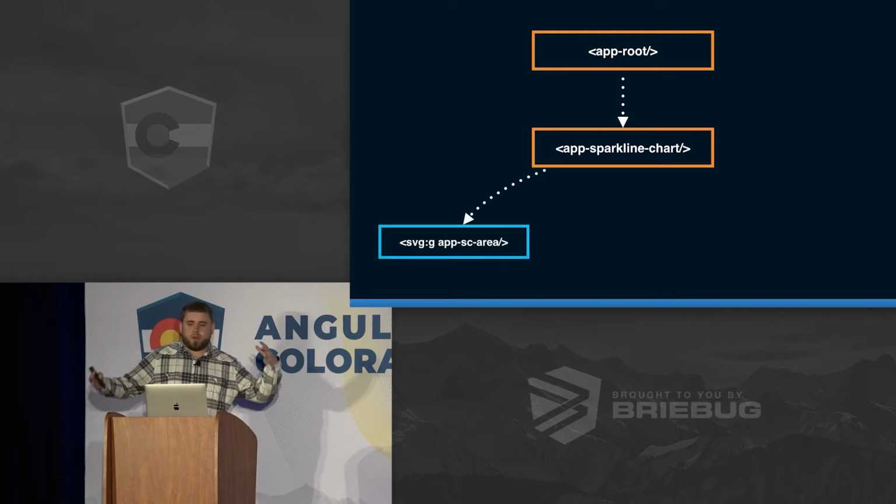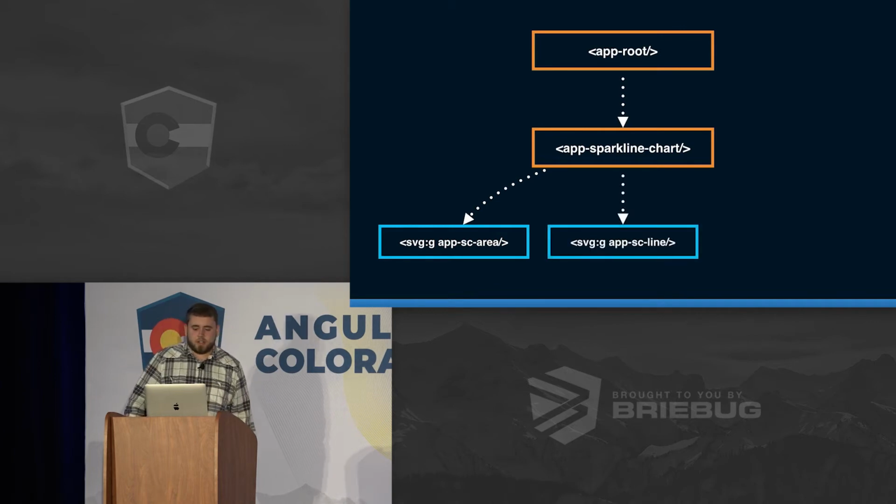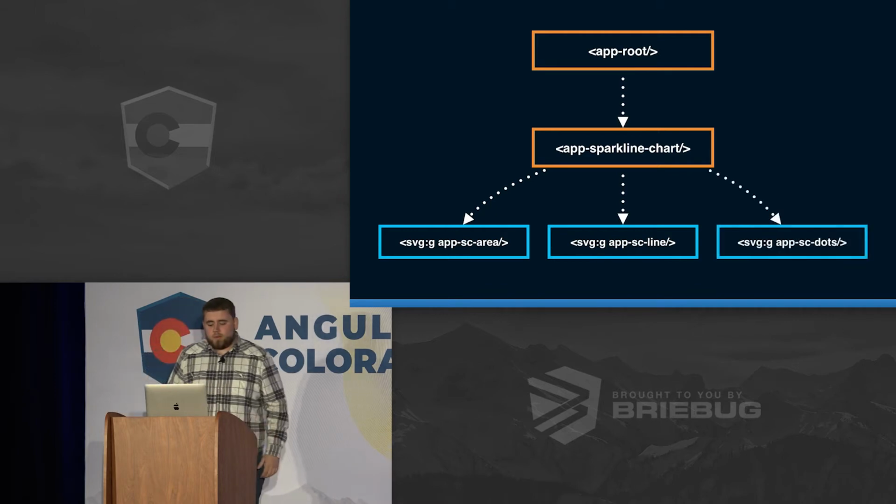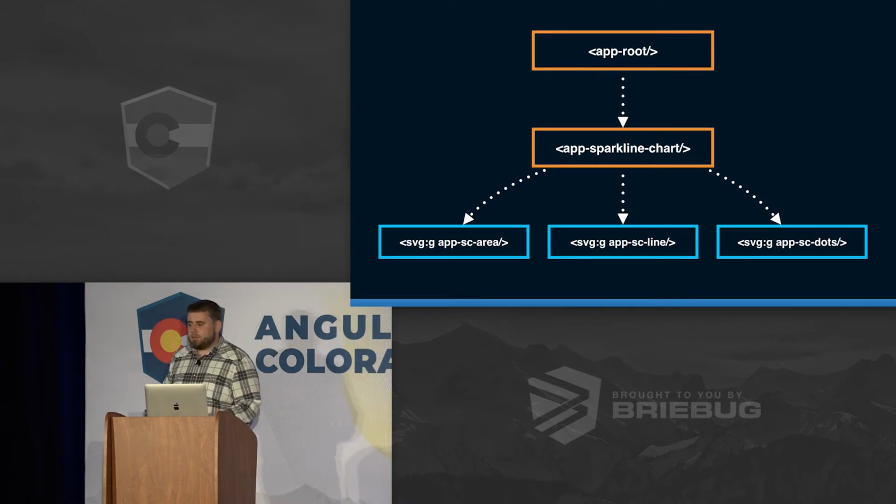The sparkline chart component is going to create an SVG context, and it's going to start using SVG components inside of it. It's going to have one called area to show that gradient. It's going to have one called line to actually show the line that the user sees to visualize the data. And it's going to have a dots component, which is going to handle mousing over one of those dots, it appearing and showing a tooltip.